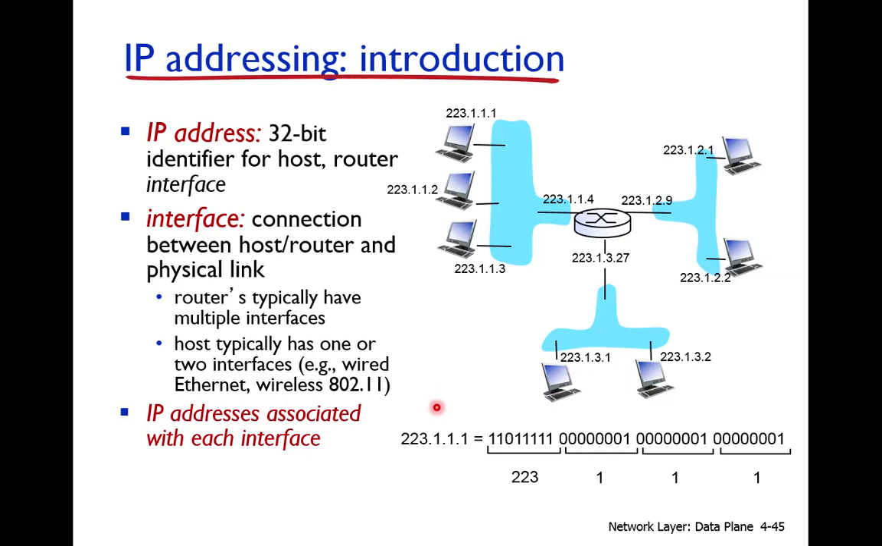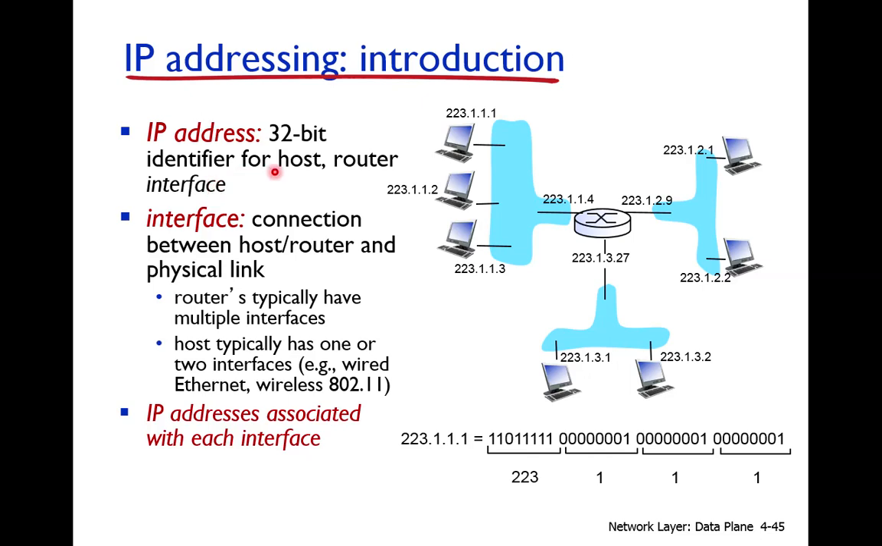This 32-bit IP address is stored in a special format: first byte dot second byte dot third byte dot fourth byte. So each byte is separated by a dot. This is the decimal representation of the IP address, and this is the binary representation. This is the first byte, it is represented in binary form this way. So basically, an IP address is a 32-bit identifier, and it identifies a host or a router interface.